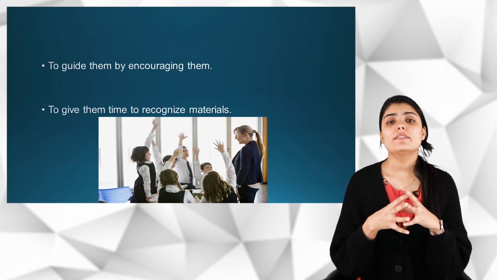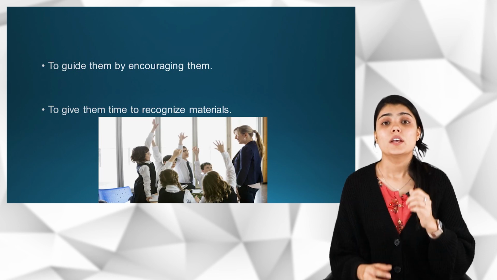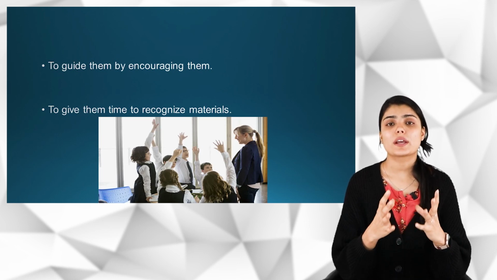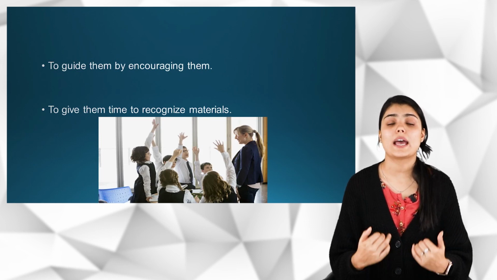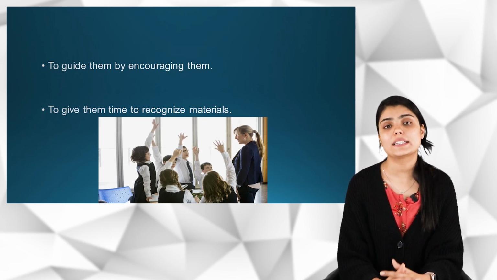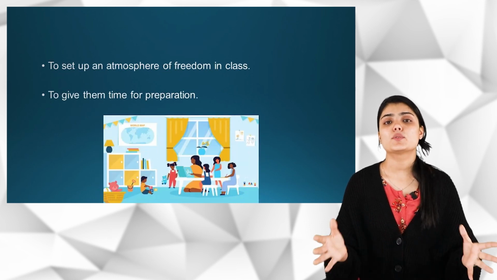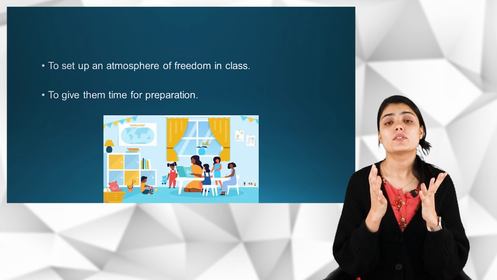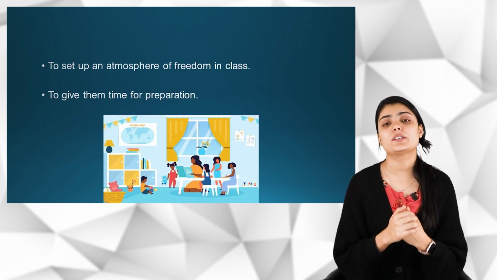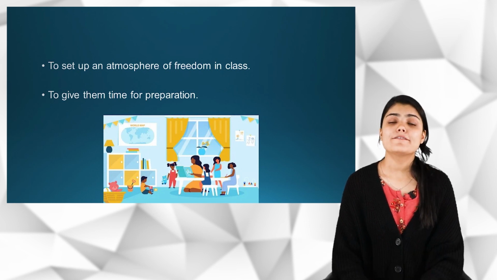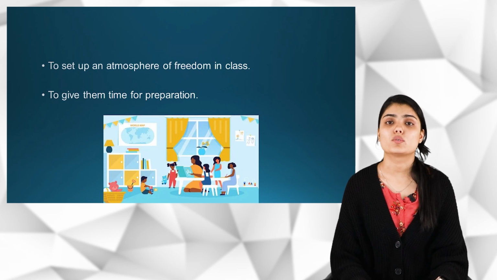Next one is to give them time to recognize the materials and the resources. So the students need some time to recognize the material that they have to use, the resources that they have to use. As a teacher, the teacher has to provide the time that is required by the students. Next one, to set up an atmosphere of freedom in the class. So the teacher also has to maintain an environment that will help to facilitate problem-based learning. And finally, the teacher has to give time for preparation for the students.